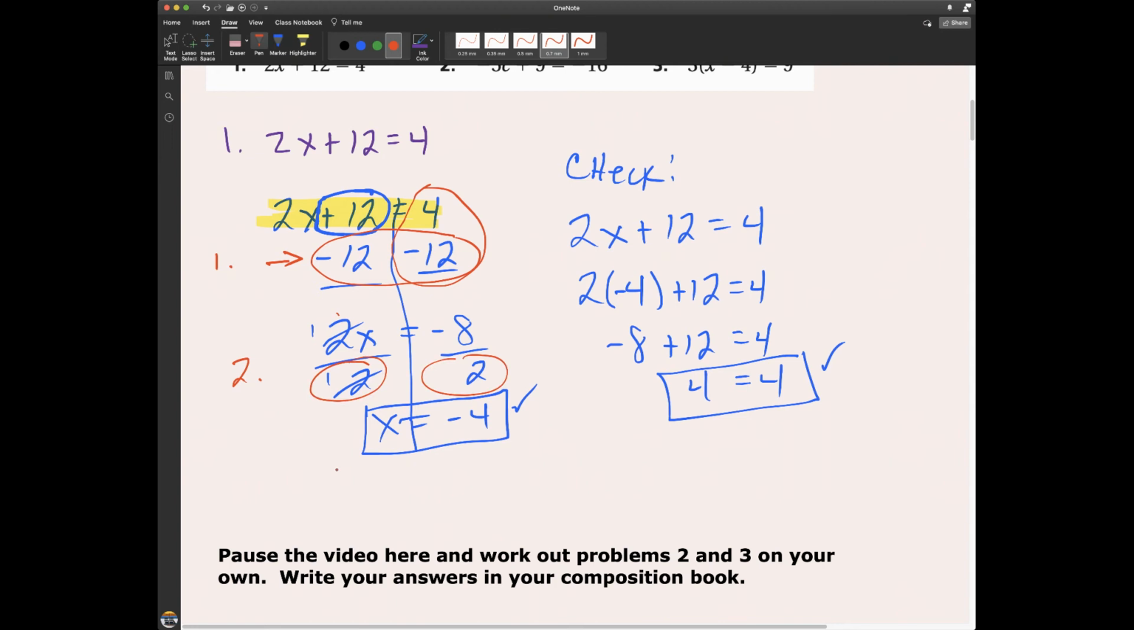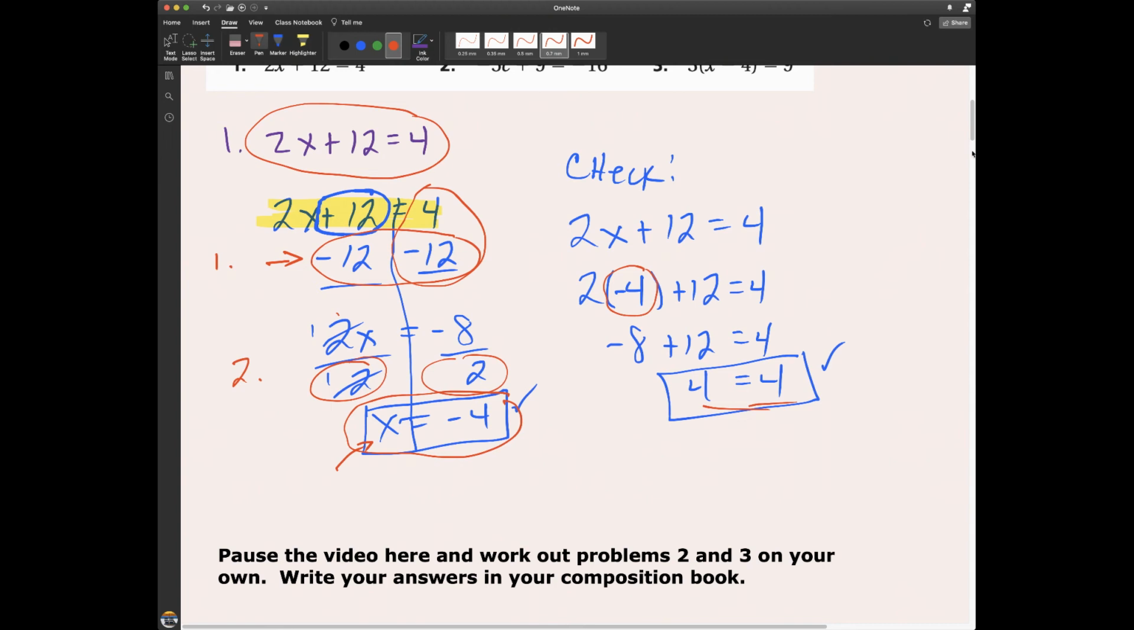And now look what happens. I have x all by itself. And negative 8 divided by 2, these two values have different signs. So when I do division, I have negative divided by a positive. My answer will be negative. And over here, all I did was check my answer. I substituted negative 4 in here, and I did the work. And you can see that both sides of the equation are the same. So that means that this is the solution to this equation.